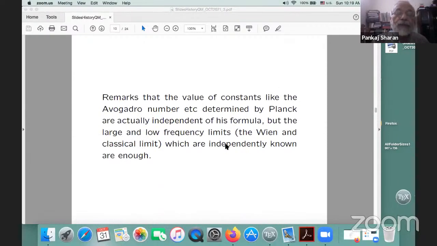And then he also remarks in a section that the values of the constants, like the Avogadro number, etc., which Planck determined, are actually independent of Planck's formula, but they can be obtained in the Wien's limit or the classical limit. That is, either Rayleigh-Jeans's or Wien's law. You can always obtain it.